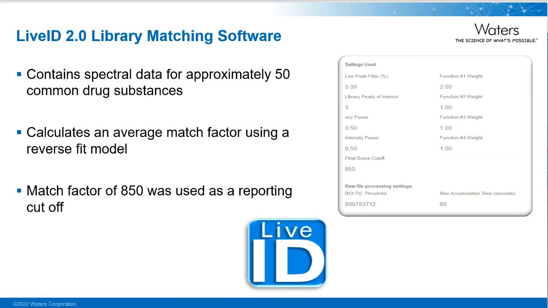The software calculates an average match factor of the data against the library using a reverse fit model, with a greater weighting being placed on the parent ion. A match factor of 850 was used as the reporting cutoff. The maximum match factor possible is 1000.